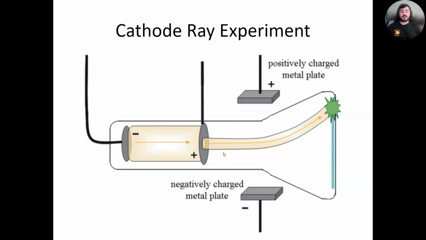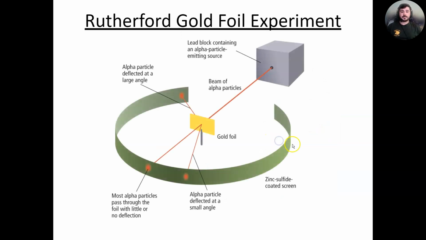So he didn't really expect anything, right? He thought this was just going to shoot straight and not curve in any direction. But what happened was the negatively charged electrons were attracted towards the positively charged metal plate here, which meant that this curved line here is representative of electrons that are negatively charged. And that's how he came up with the idea that electrons do in fact exist.